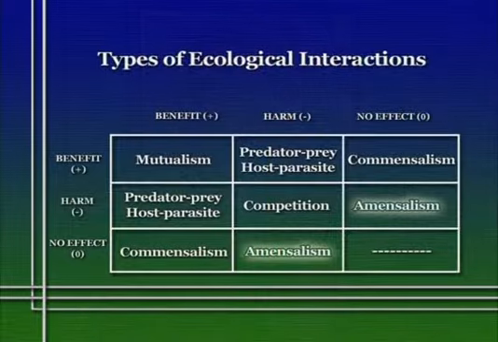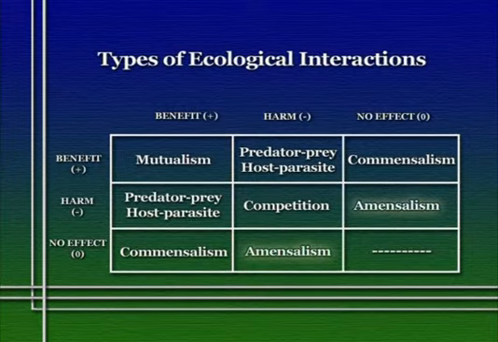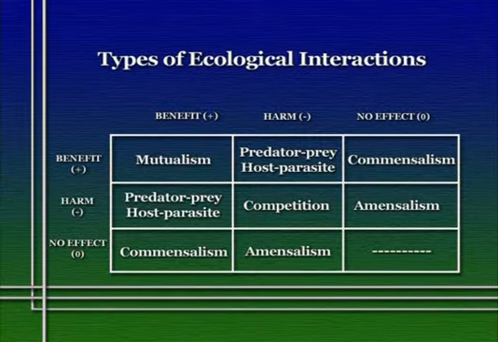Well, finally, another kind of interaction that I want to mention is the case in which one species is harmed by its interaction with another, but the second species is again unaffected. We call this kind of ecological interaction amensalism. Now, amensalism is often hard to identify. In fact, some authors question whether any real cases of amensalism really have been documented.